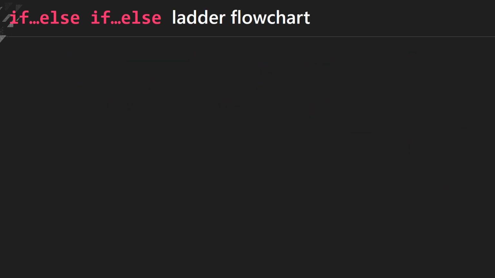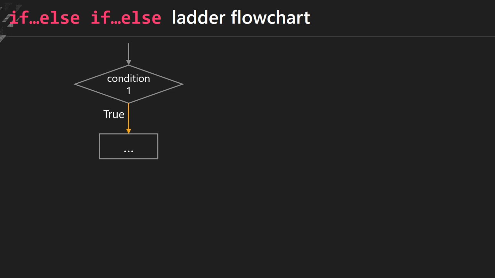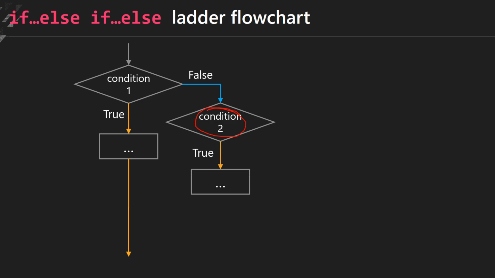So the if else ladder flowchart will be like this. If condition 1 is true, it will execute the block that comes with it and skip all the other conditions. It goes the ladder way. If it is false, it will go and check the second condition. If that is true, this block will be executed and it will follow the rest of the program.